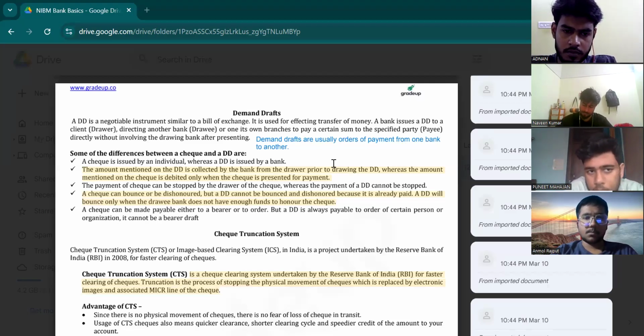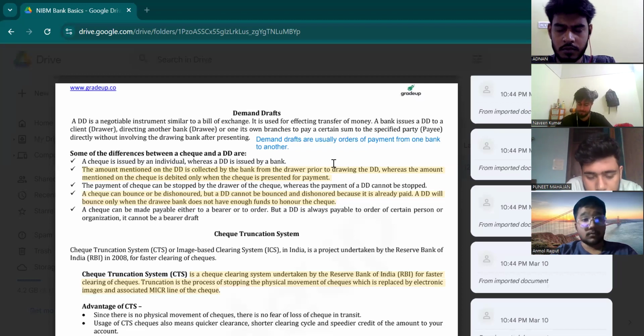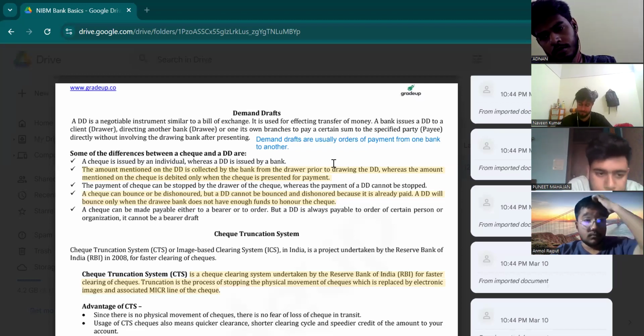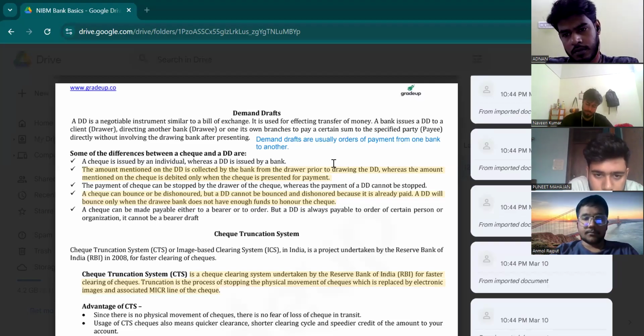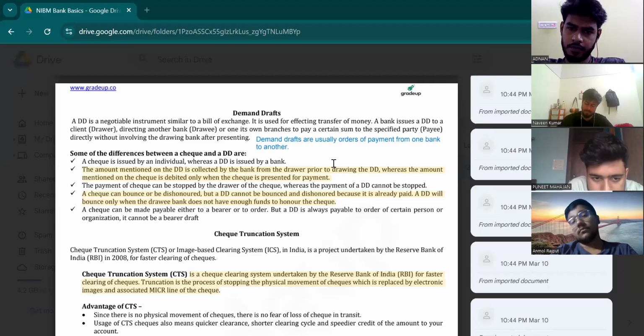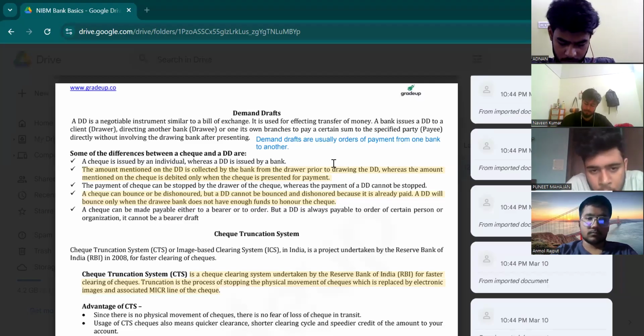The clerk will check your account before issuing the demand draft, to see whether you are holding that balance or not. If you don't have that balance, he will not issue the demand draft. If you have the balance, then only he will issue the demand draft to you. You will take that demand draft and go to your university and present it to the university academic section.